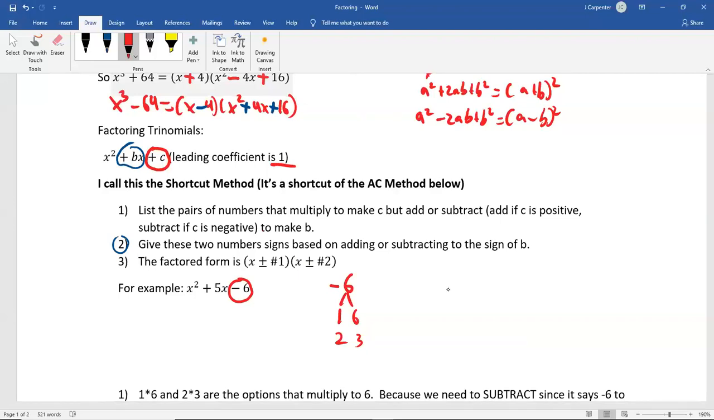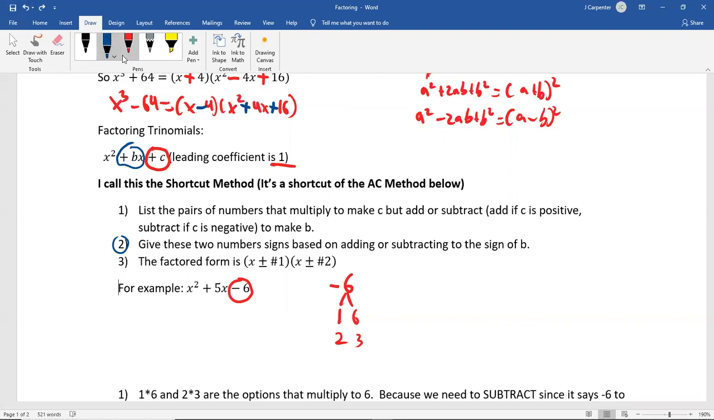So that's step 1. Notice I wrote the sign. Even if this was a plus, if this was a plus 6, I would have written the plus here because we're going to need that to tell us whether we're adding or subtracting in the next instance. But it was a minus, so let's leave it that way.